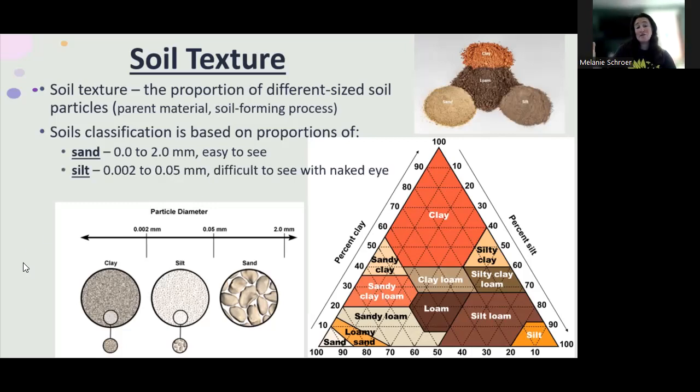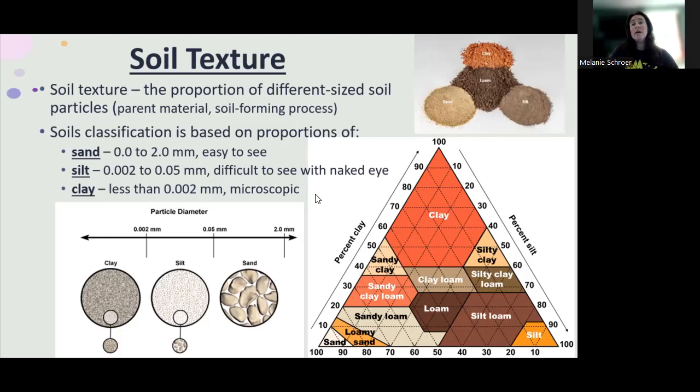Silt is the next smallest, it's the medium, and silt is difficult to see with the naked eye, but still feels a teeny bit gritty. And finally, clay. Clay is the smallest particle of all. It is microscopic, and so it feels a lot smoother, silkier than the other two.